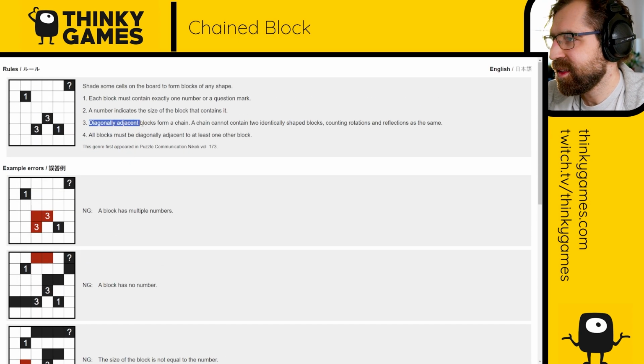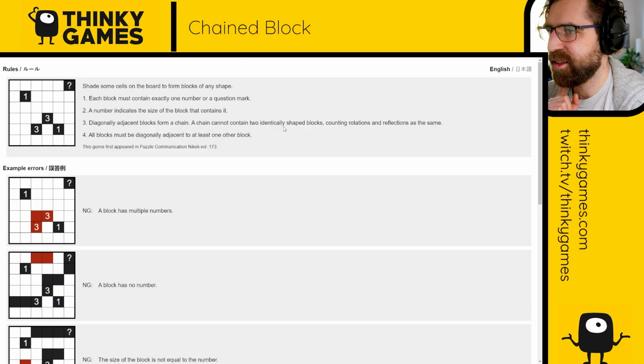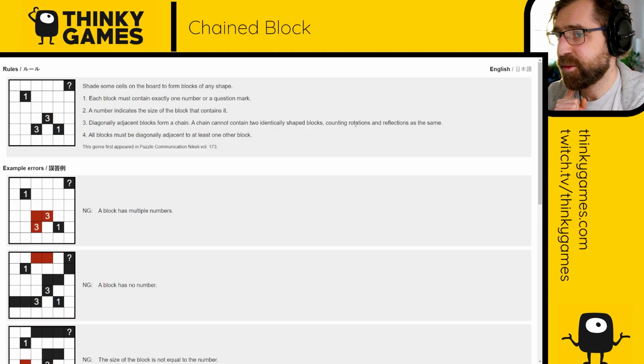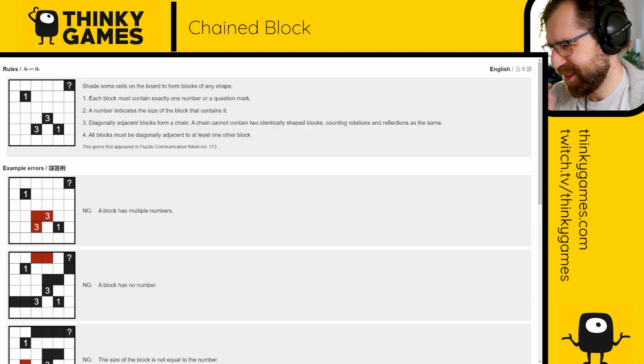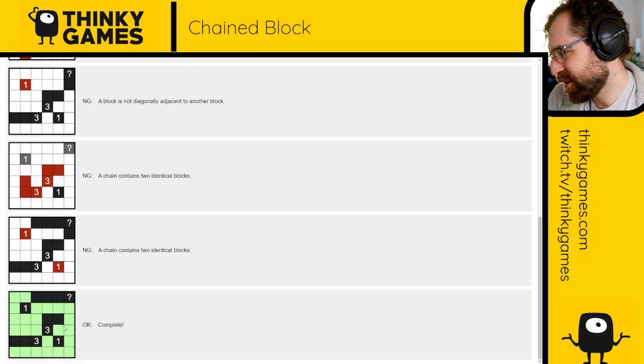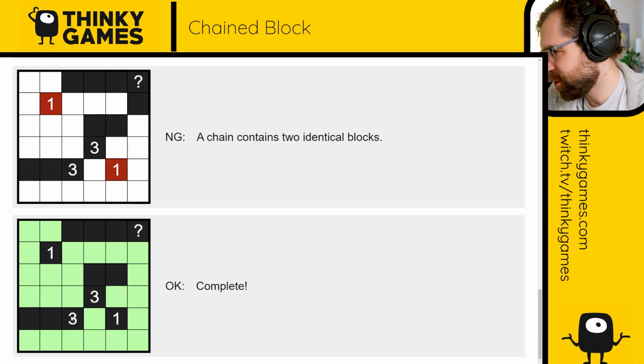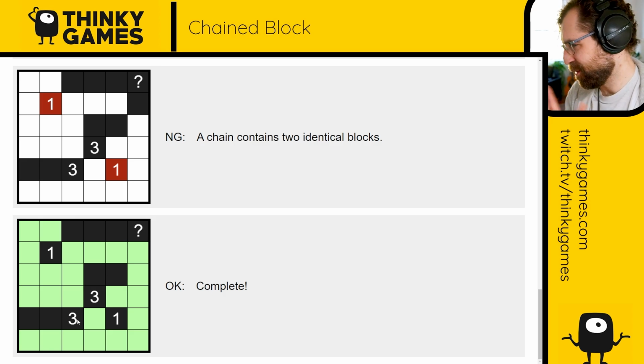So diagonally adjacent blocks form a chain. If they're connected to each other diagonally, they form a chain. A chain cannot contain 2 identically shaped blocks. Counting rotations and reflections as the same. So this is where this puzzle type gets really interesting. We'll start with the example where it's right. Down here, this is a chain of blocks. And this is right because each of the blocks in this chain are different shapes to each other. This is just a single block, and of the 2 threes, one is an L shape and the other one's just a long shape.